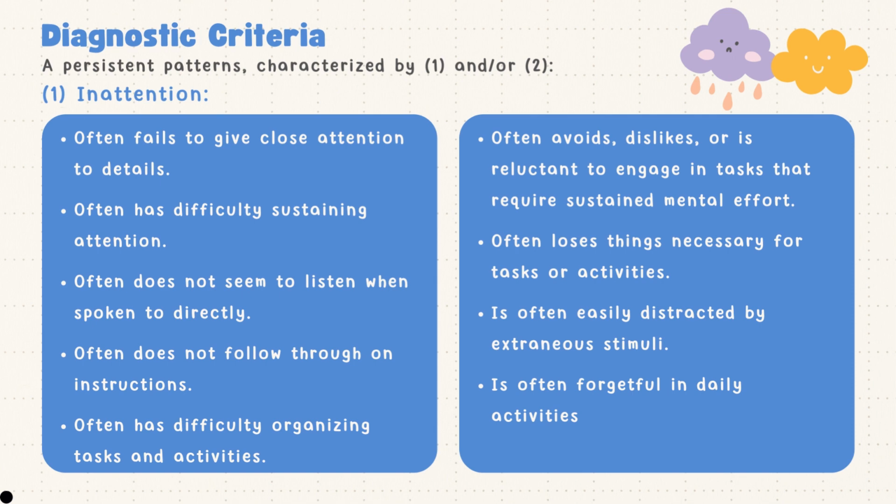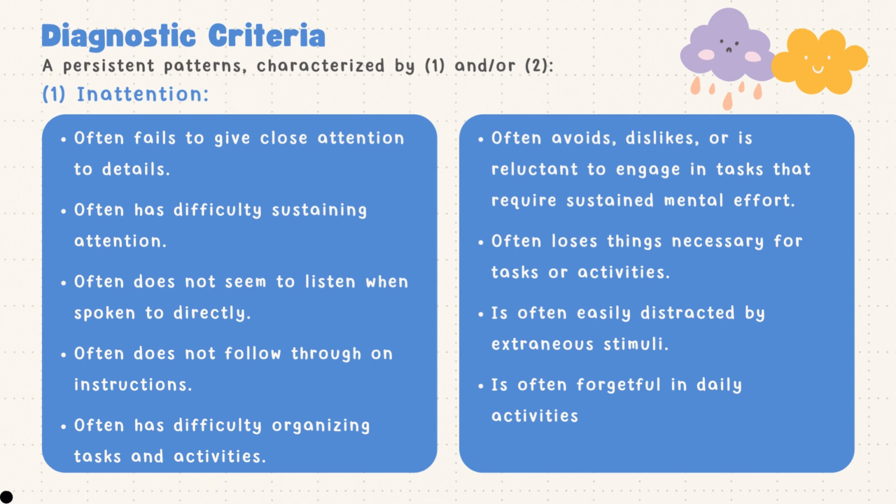Next, they often do not follow through on instructions. For example, like schoolwork, they do it halfway and easily get sidetracked. Moreover, they often have difficulty organizing tasks and activities. For example, they struggle to keep belongings in order, have disorganized work, and have poor time management. Next, they often avoid, dislike, or are reluctant to engage in tasks that require them to sustain mental effort. For example, schoolwork, or for older adolescents and adults, completing surveys or reports.